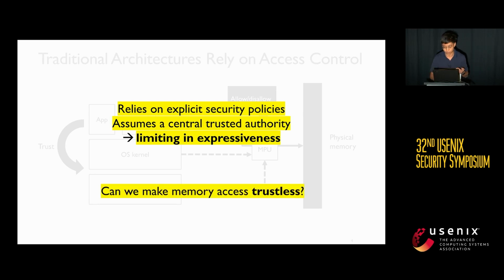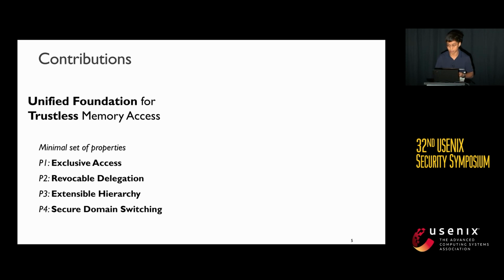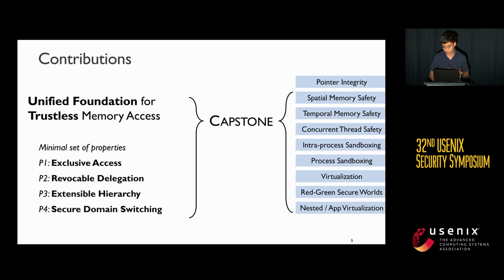And therefore, we also want to look in the direction of how to make memory access trustless, which means that we don't rely on explicit security policies managed by a central trusted authority. Therefore, in this work, we want to look at a unified foundation for trustless memory access. We summarize a total of 4 properties which we deem as necessary for achieving such a goal. We follow those principles to design a new instruction set architecture called Capstone, which, through our use case studies, we showed is expressive enough to support a wide range of security features traditionally provided by security extensions.